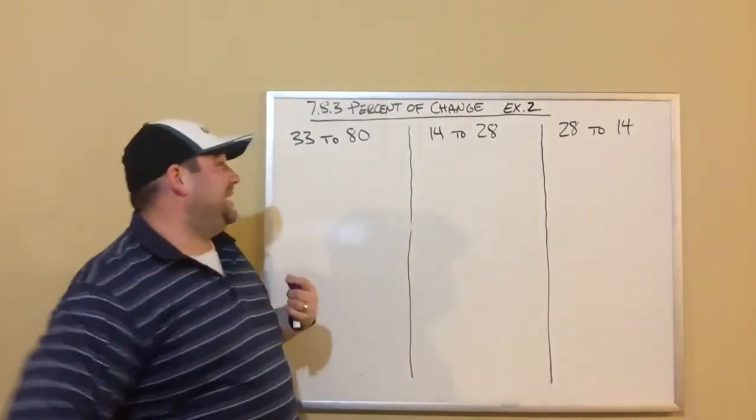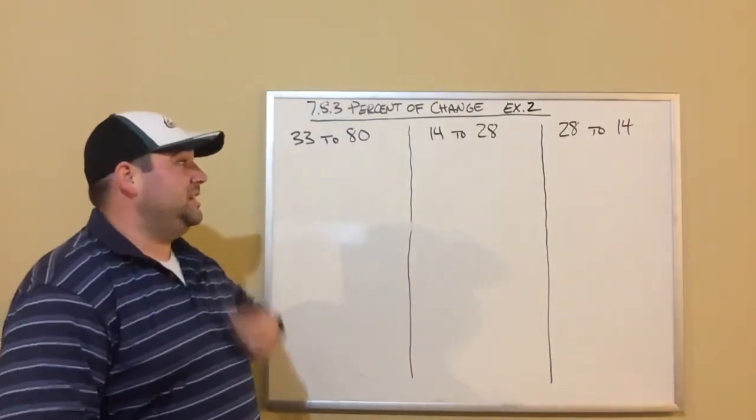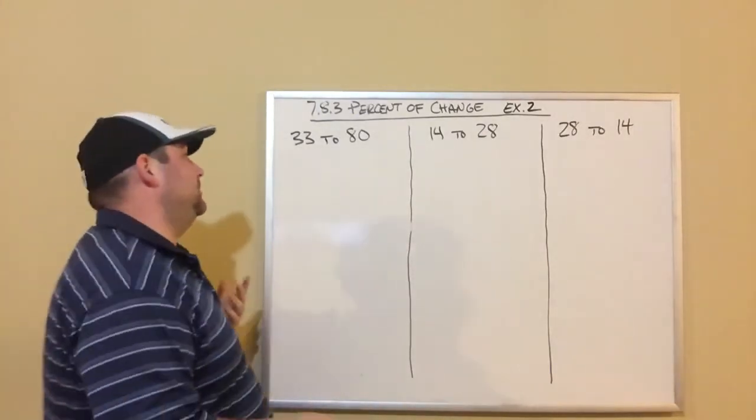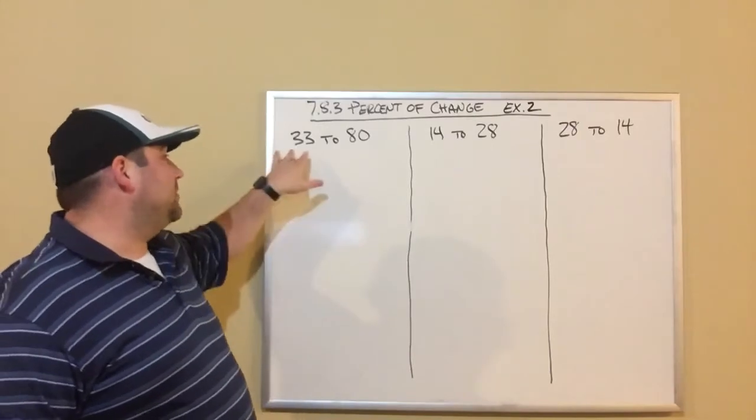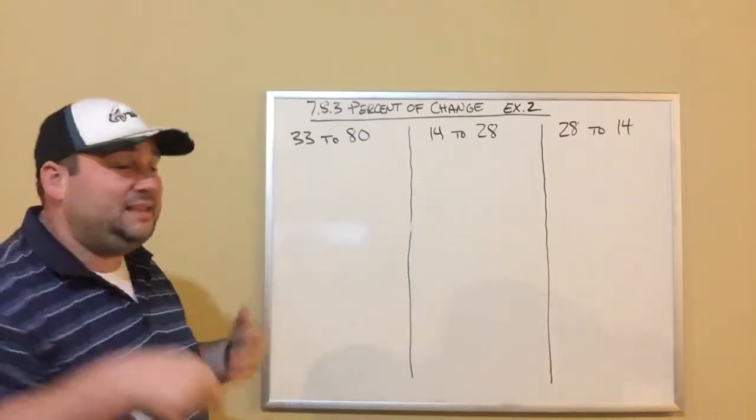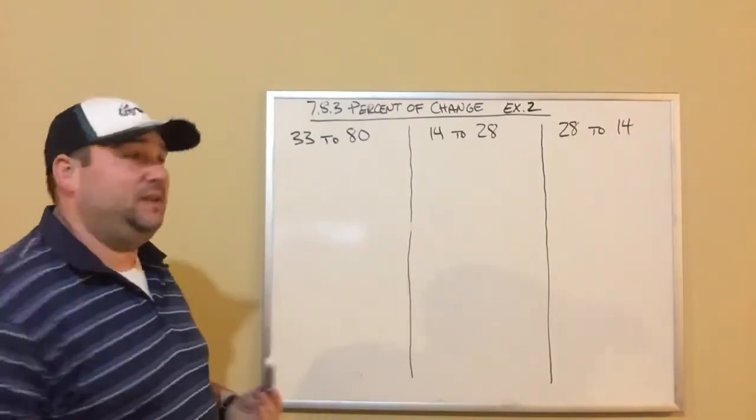Okay, 7th grade, we got example 2 here on percent of change. 3 more problems. They're pretty much set up the same way as the first example. So if we look at these 3, our first one is 33 to 80. So we're starting with 33 of something. We end up with 80 of it. And we're asked to find the percent of change.